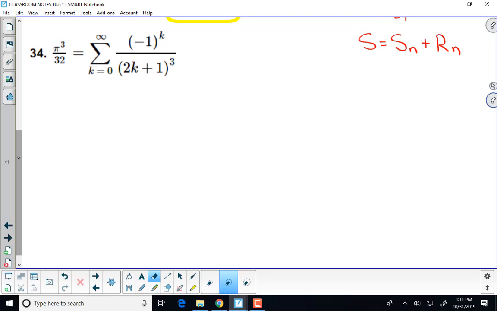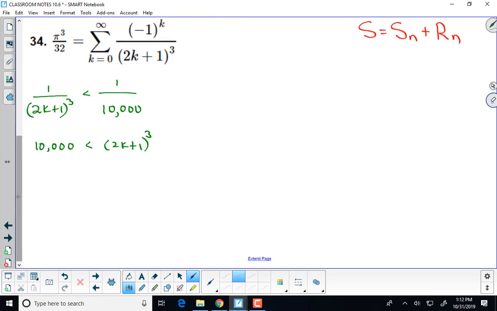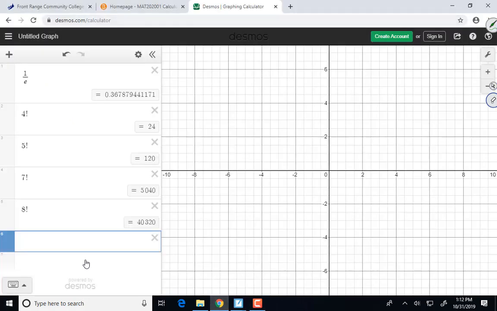So again, they know what the series converges to, it doesn't really matter, but we want the same scenario. We want the magnitude of this term, and the magnitude just means take away the minus sign. We want this to be less than 1 over 10,000. And this was given. They said less than 10 to the negative 4. So we cross multiply, and we want to know the first k value for which this is true. So we'll take the cube root of 10,000, which I don't think is a perfect cube. Cube root of 10,000, we'll subtract 1 and divide by 2. So we're looking for the first integer bigger than whatever that number is. So we're going to do 10,000.